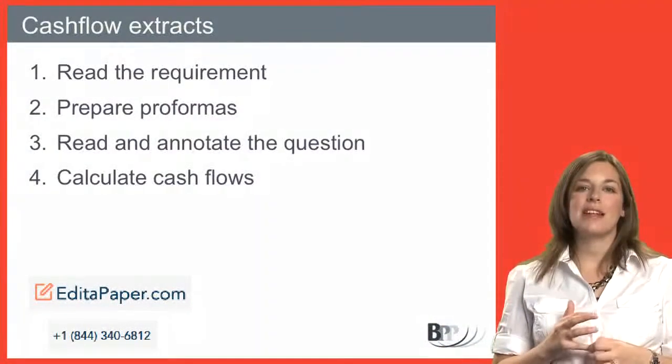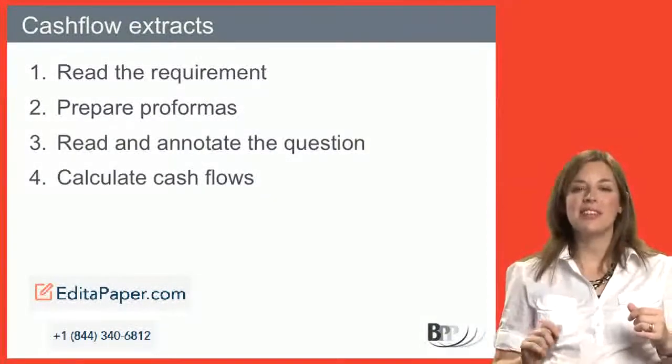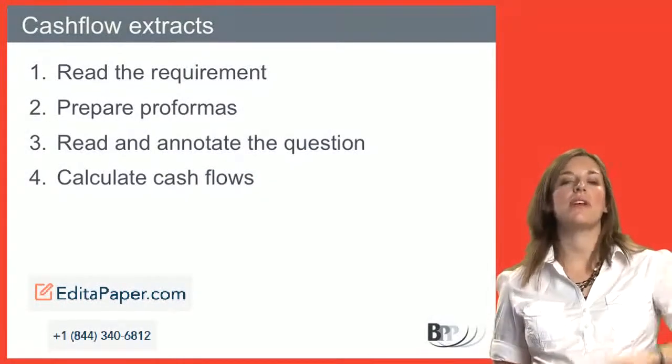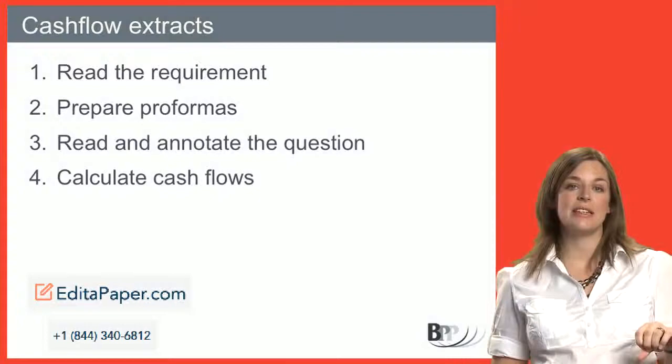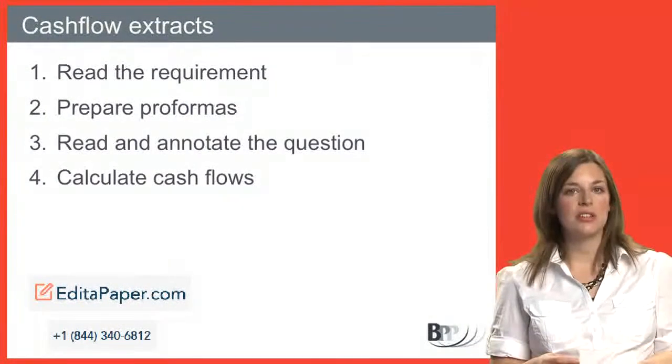Next, read and annotate the question. So here you're going to be going through, highlighting the question, identifying that's a financing cash flow, that's an investing cash flow, that's an operating cash flow. Which ones of these do I actually need? And finally, then you're going to do your calculations.